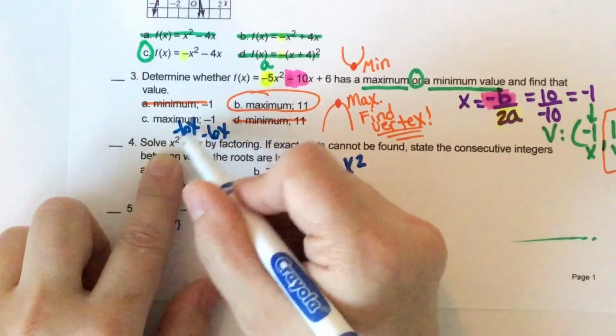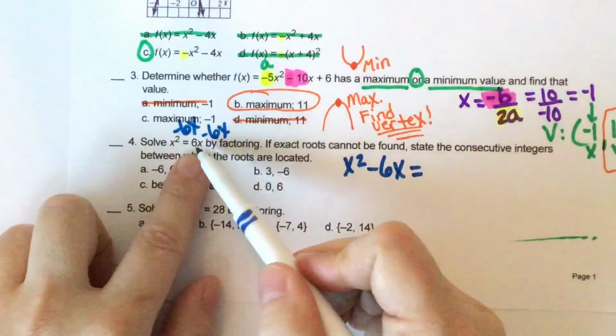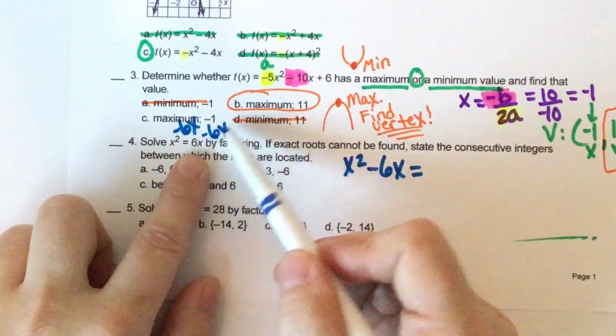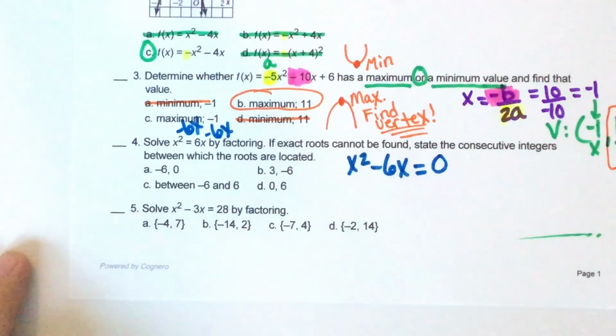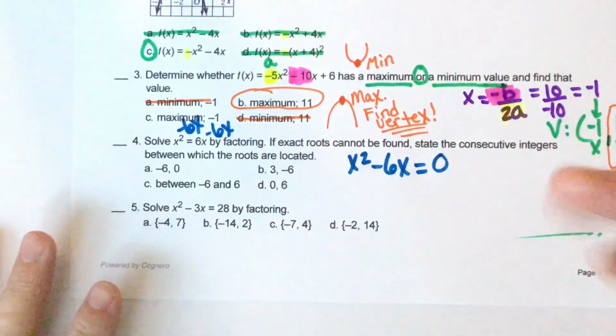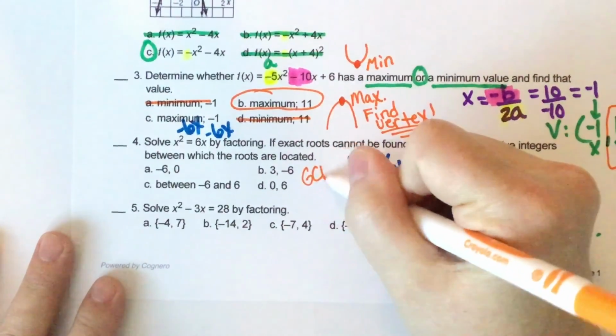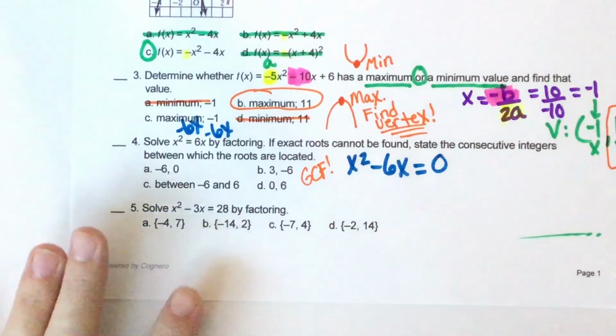So this side would just be x squared minus 6x. And this side is now a 0 because you subtracted the 6x. So once it says equals 0, then you can begin solving by factoring. Okay, the first rule of factoring is to look for a GCF. And this has one. Lots of students forget that it does, but it does.